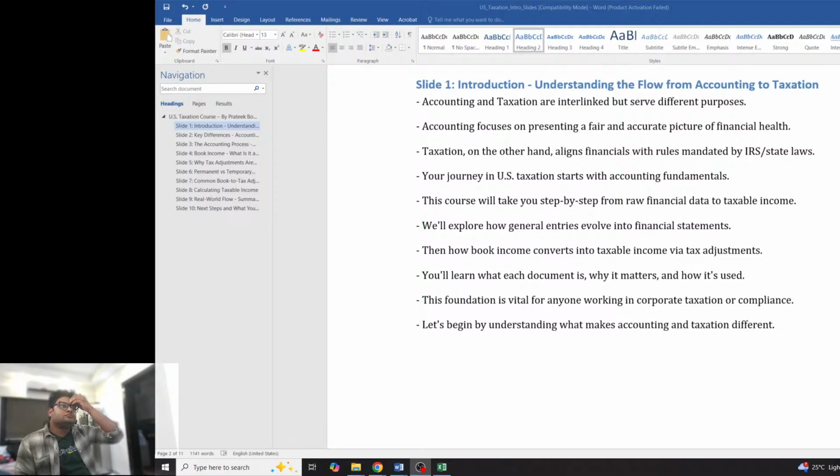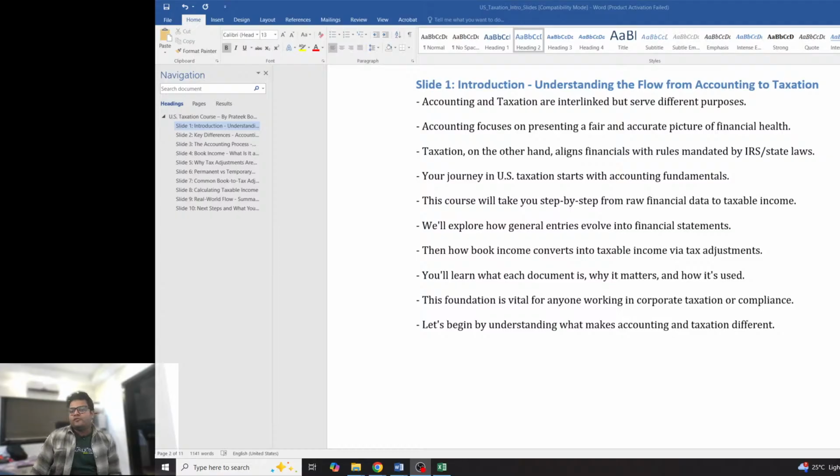This course is basically designed to create fundamental knowledge about how we can learn accounting, and then accordingly how we can learn US taxation. And what do I mean by US taxation? Corporate income taxation.